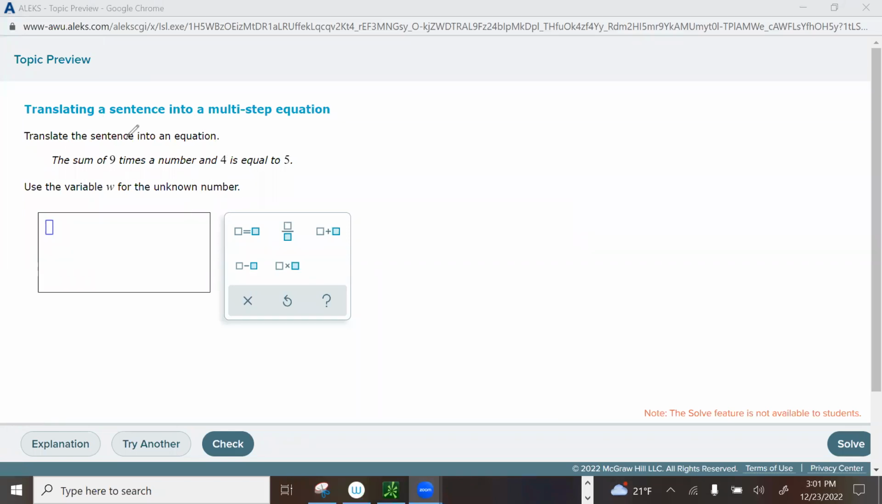Okay, so now we're doing translating again, but it's going to be written just a little differently because it's technically a different topic. So it says the sum. All right, so we're adding things together of what? Nine times a number and four. So and is what connects the two things that are being added or summed. So 9 times a number, and they say use W for the number, and 4 is equal to, or they could have, like on the last one, just said is means equals 5.